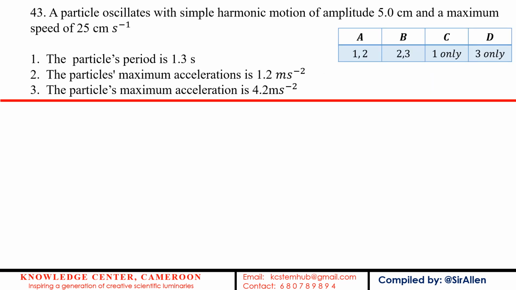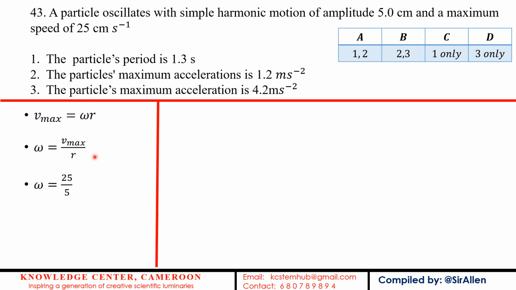A particle oscillates with simple harmonic motion of amplitude 5 cm and a maximum speed of 25 centimeters per second. Okay, let's do some work here. So Vmax, of course, is omega r. So our omega is going to be Vmax over r. Our Vmax is 25. Our r is 5 centimeters. So our omega is going to be 5 rads per second, right?